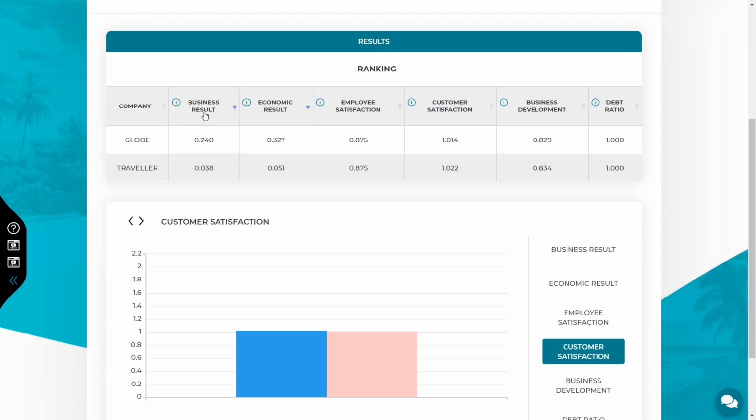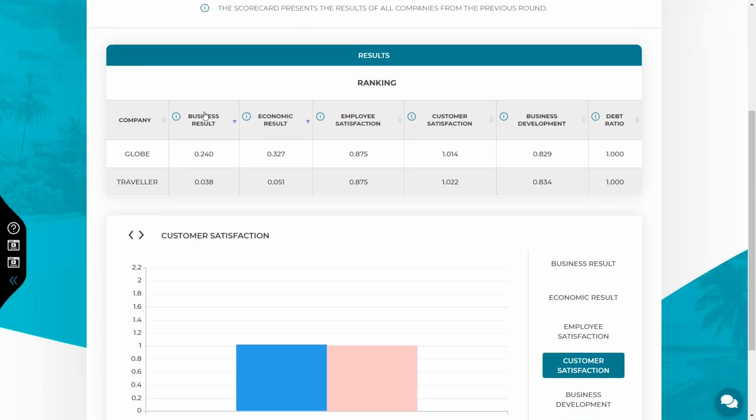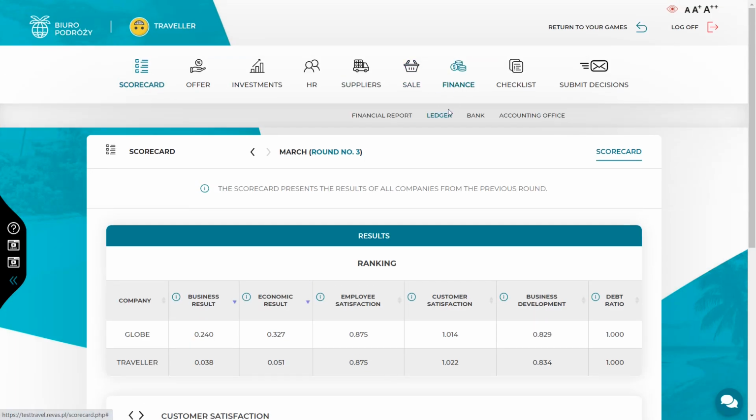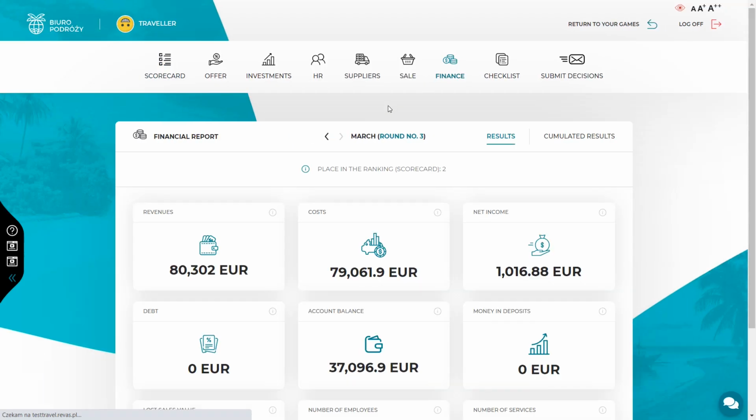After analyzing the scorecard, check the result of all the other decisions. In every tab in the menu, a results section has appeared. Let's start from looking at the financial report, which shows the most crucial economic indicators. Here you will find information about revenues, costs, and income for the last month.